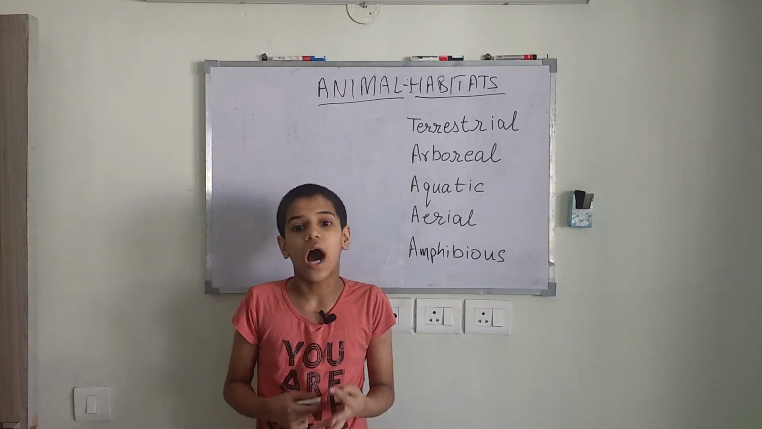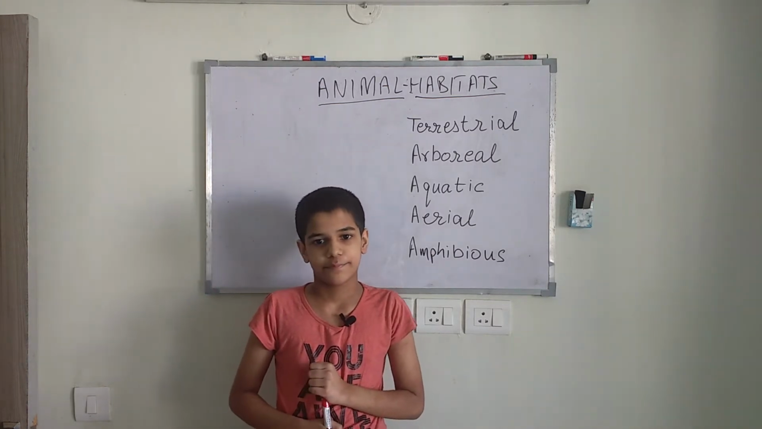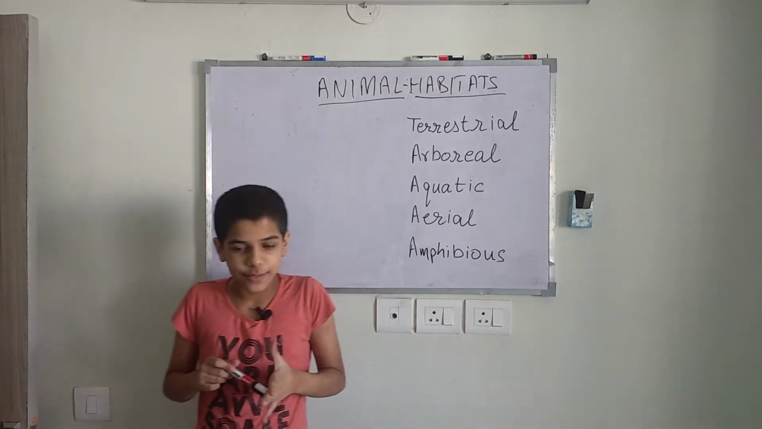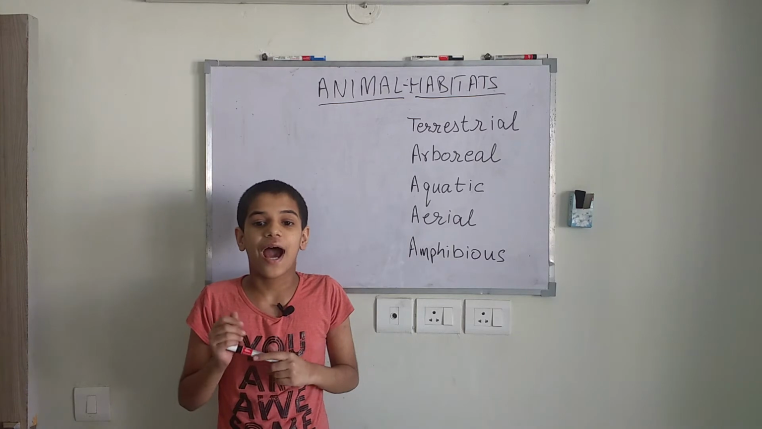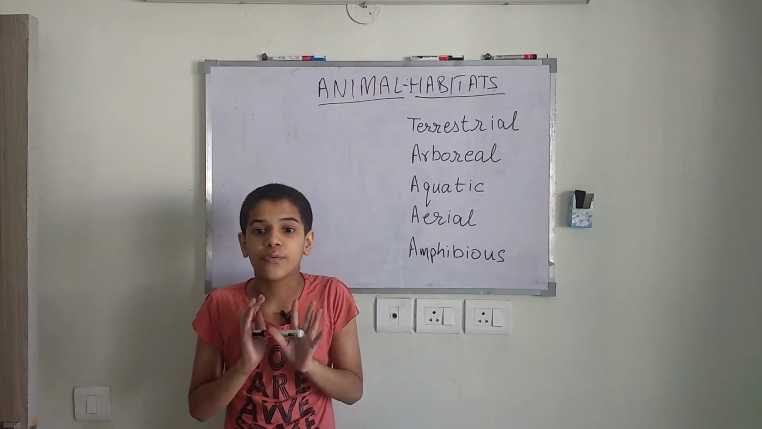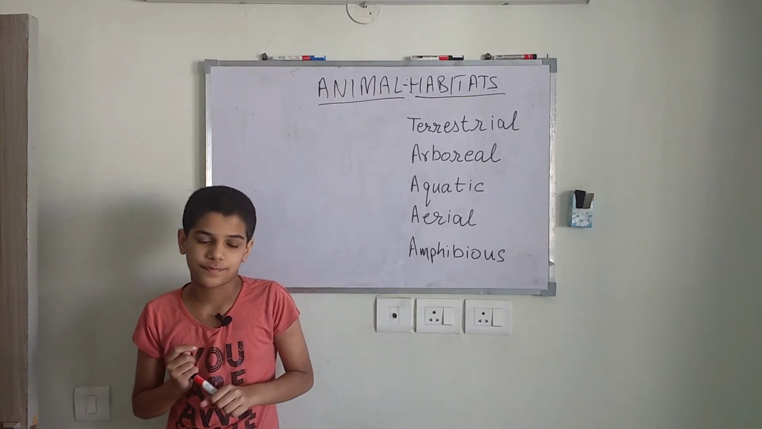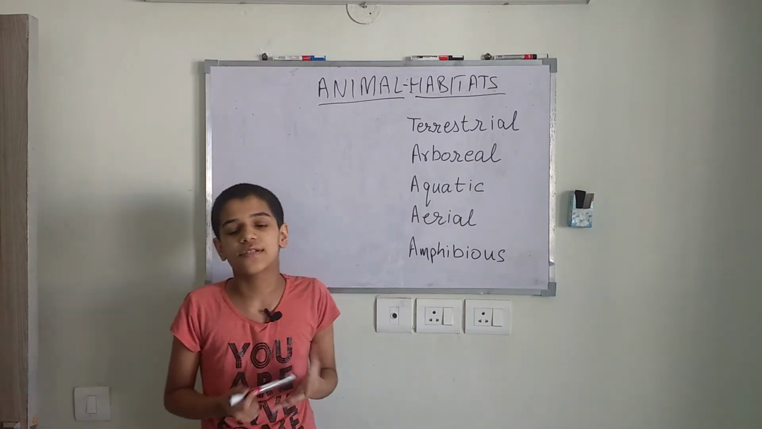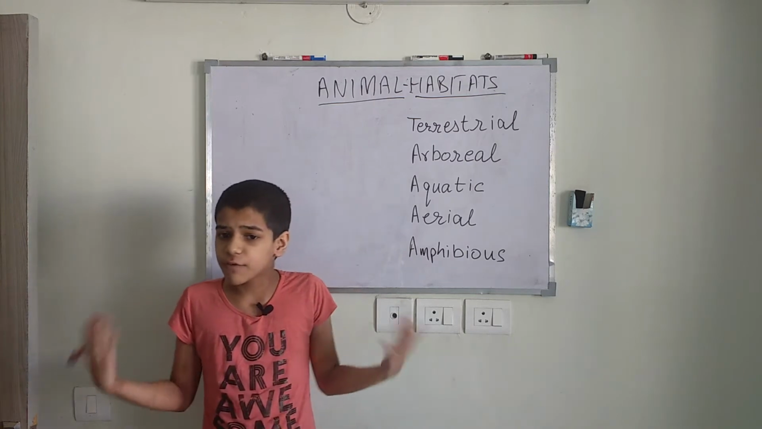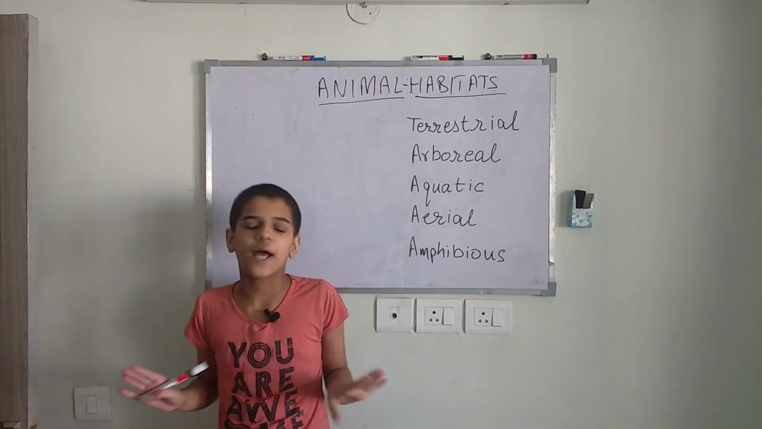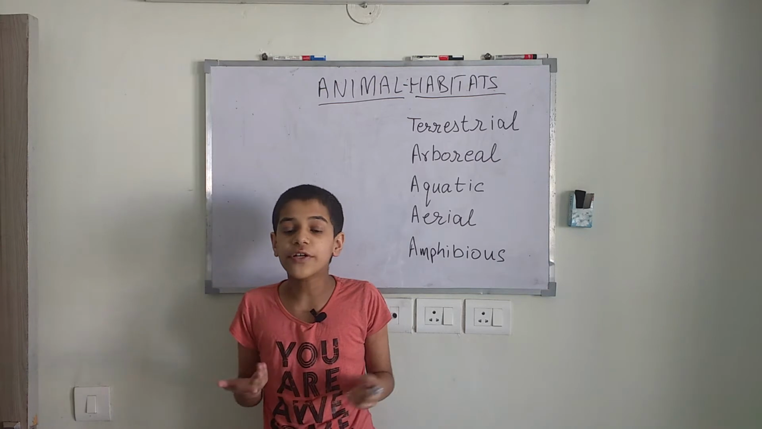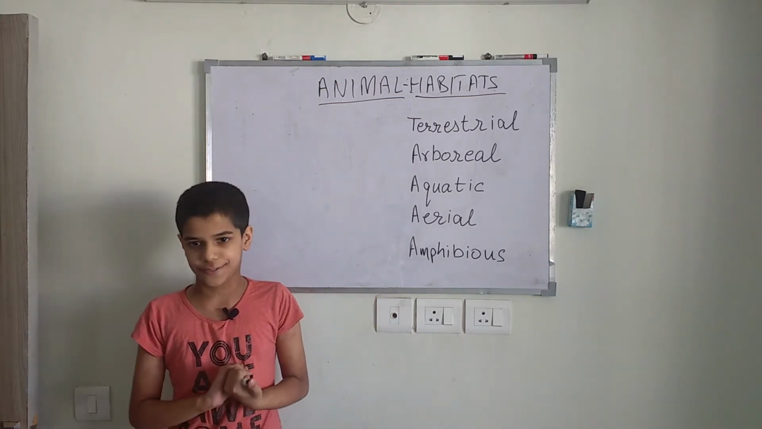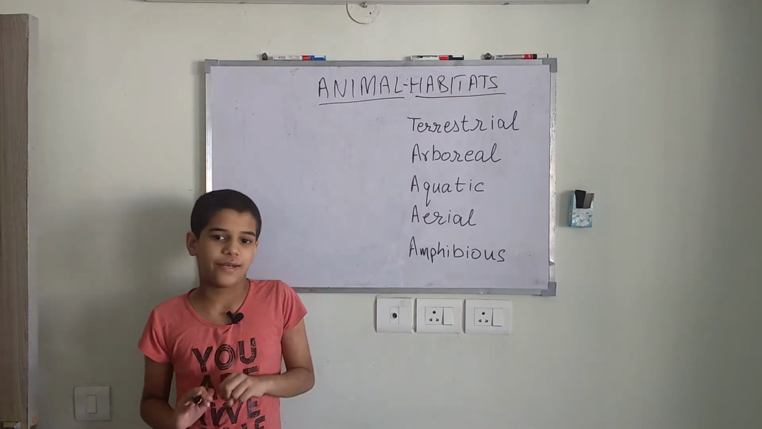Now, what is a habitat? A place where animals live. Yes. The correct answer will be the place where an animal lives, grows and reproduces. Now, a place where an animal lives, grows and reproduces is called a habitat. Different types of animals live in different types of habitats. And they have different adaptations to survive in their habitat also. But we'll learn about them a little later. So, different types of animals.